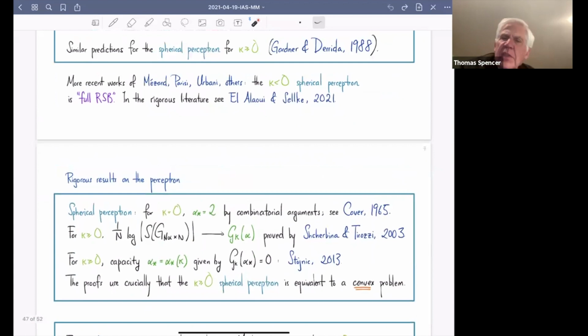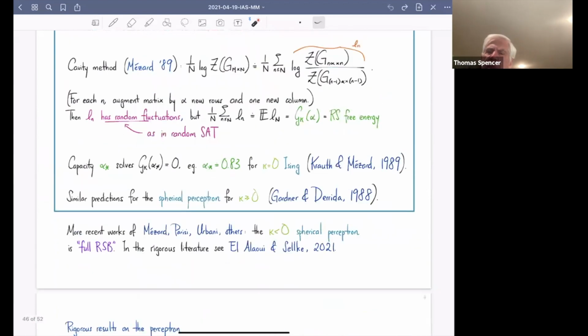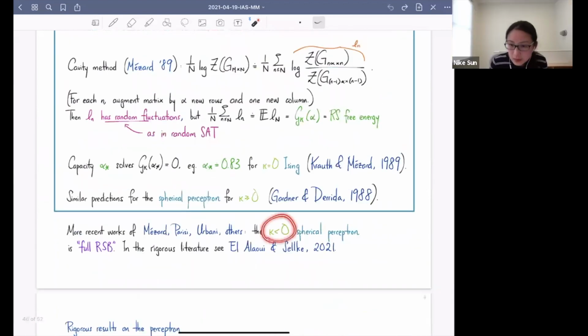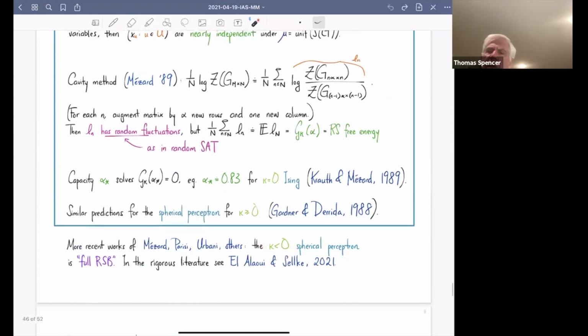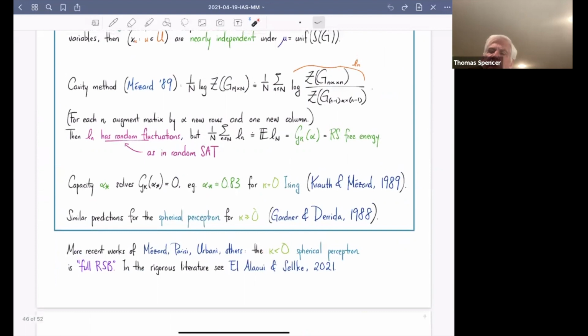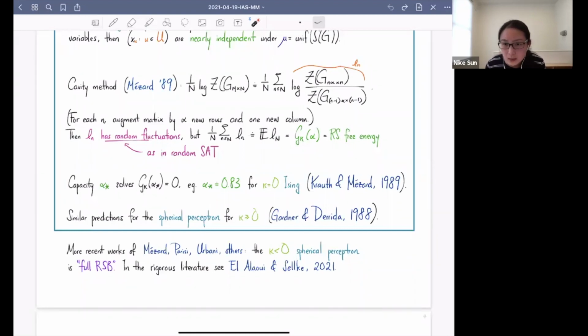Excuse me, which one has the full replica symmetry breaking? The spherical perceptron when kappa is negative. Well, that should be a simpler model, right? I mean, the spherical model. Yeah, when kappa is positive, it's a convex model, and that has been solved. But when kappa is negative, it's no longer convex, and it's believed to be quite complicated, and I think the asymptotics are not known.